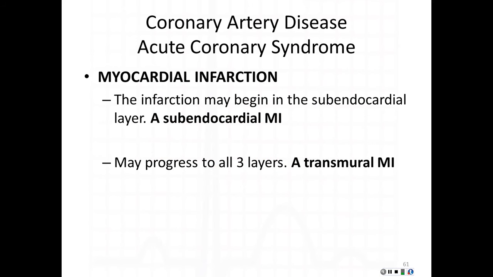Now, myocardial infarction may begin in the subendocardial layer and stay there. And if it does, then this is called a subendocardial MI. If it actually progresses through all layers of the heart, that's going to be called a transmural MI. And of course, as you would imagine, a transmural MI is much more dangerous than a subendocardial MI because you're killing off more cardiac muscle in those areas. So again, it's much more a problem if you see a transmural MI.